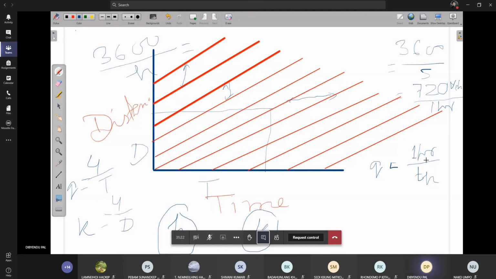So this Q is giving you that for 1 hour, if you write it like that, Q is equal to 1 hour divided by time headway. It means ultimately we can write that Q is equal to the inverse of time headway. That means if we want to find the flow, we can calculate it if we have the time headway information. If we just take the inverse of time headway, that will give you the flow.